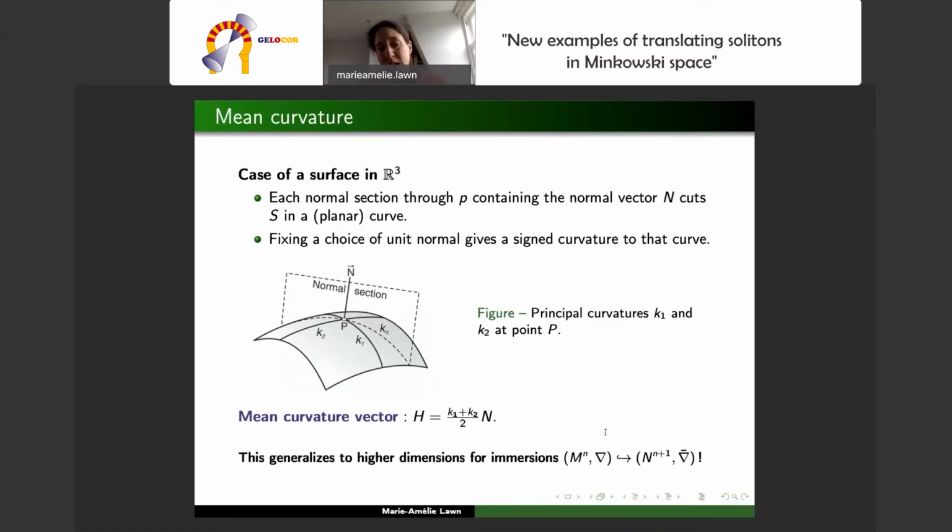This can be generalized to higher dimension, for immersions of a manifold with a connection into an arbitrary ambient manifold of any codimension. The way we define the mean curvature in this case is that we take the second fundamental form, which is basically the normal part of the ambient connection, and we take the trace, and the trace is the mean curvature. And it can be shown that these two definitions coincide.